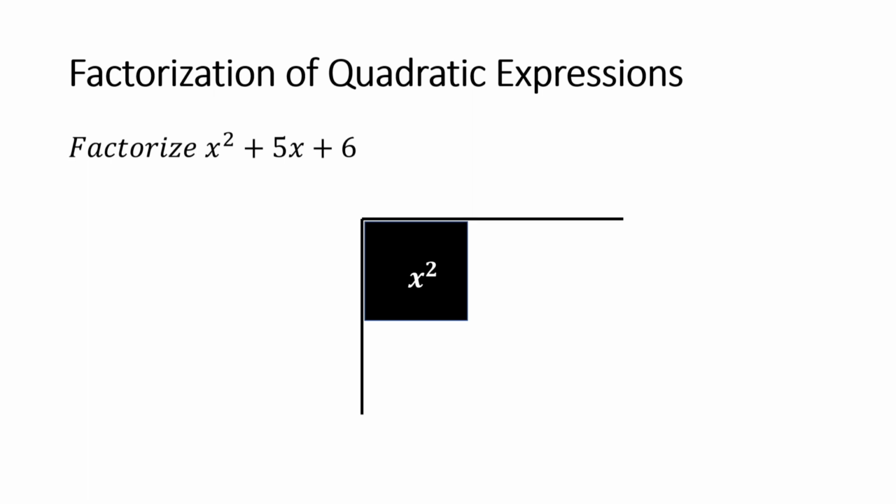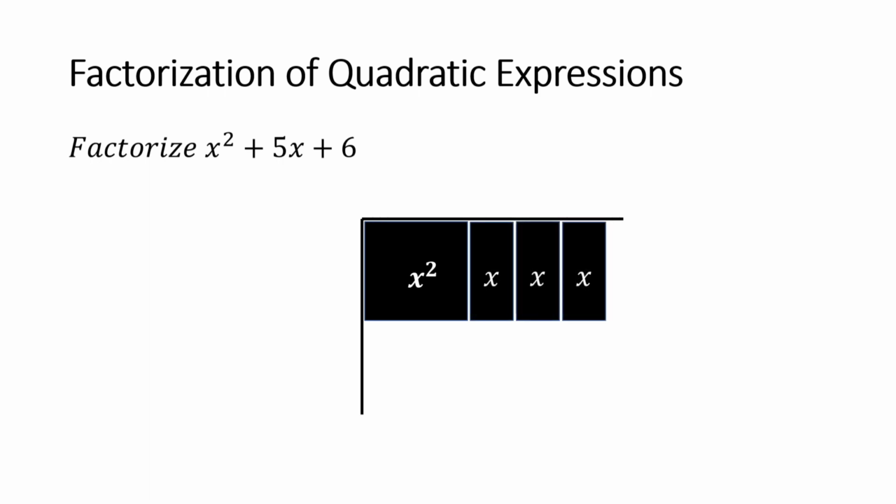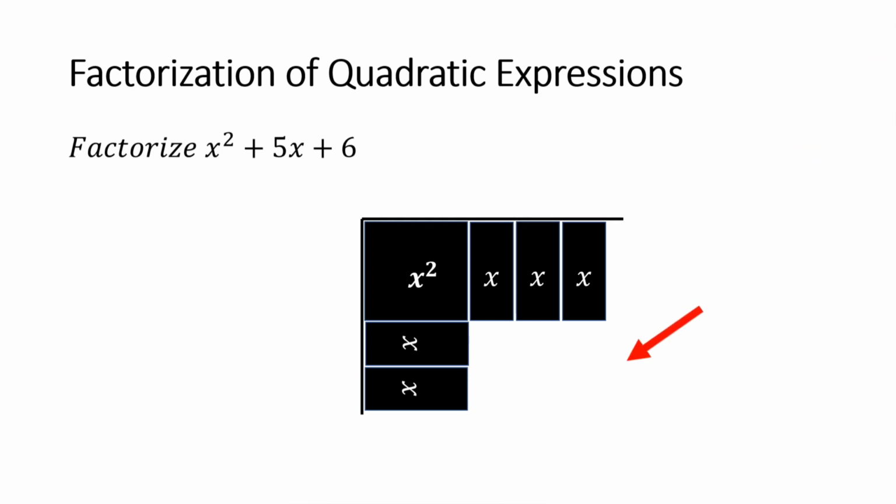In factorization, the aim is to try to create a perfect rectangle. To do this, we can distribute 3 of the x's longitudinal like this and 2 of the x's horizontal like this. There is a void that is here, and this void can be filled with the 6 unit tiles that are needed like this.